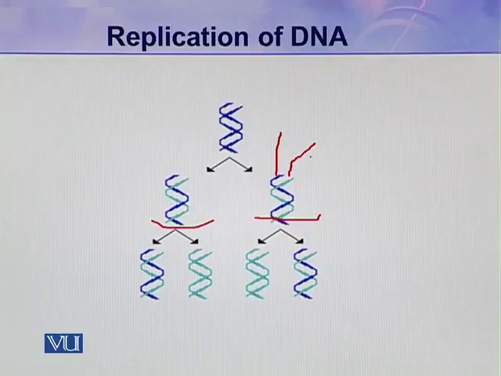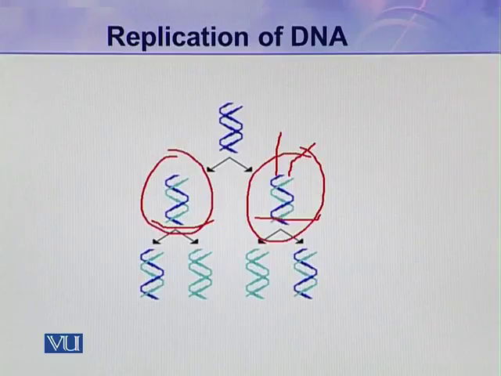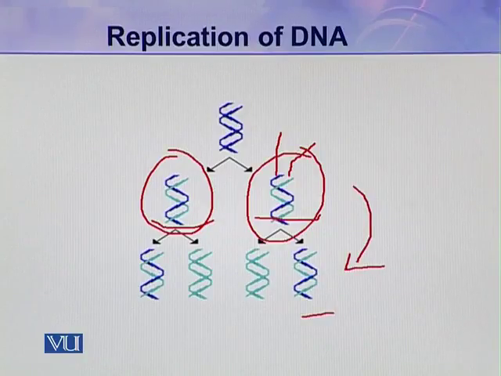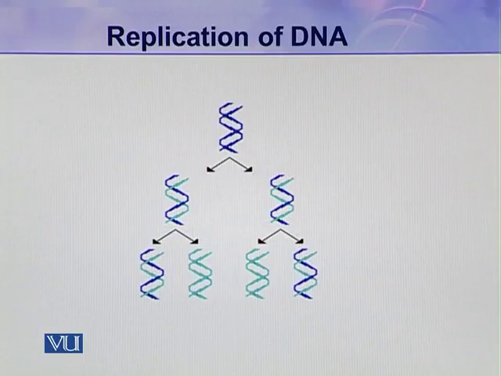So in each duplex, in this duplex as well, the DNA is composed of one parental strand and one new strand. Similarly, in the next cycle of replication, you can see again in this duplex, one strand is parental and one is newly synthesized. Similarly, in all these DNA strands, one strand is parental and the other one is newly synthesized. So this is called semi-conservative replication.